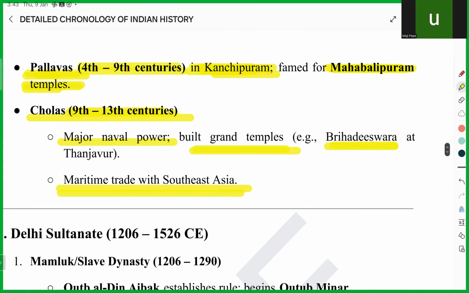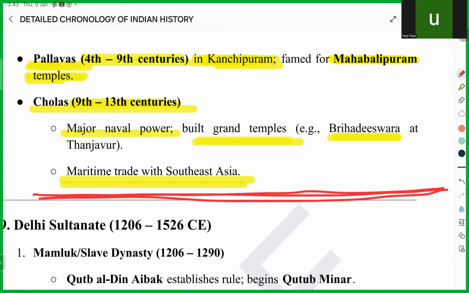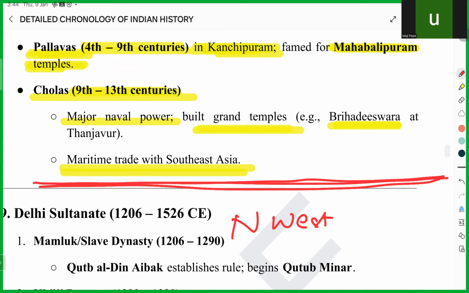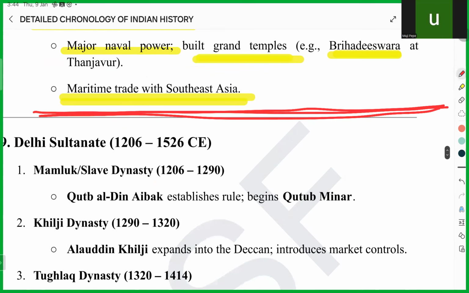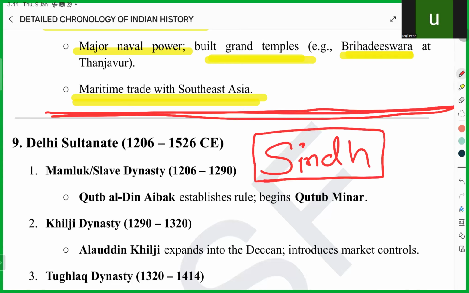So after this, basically, the Islamic conquest started happening from northwest India. Islam had already spread in Saudi Arabia, and it had already spread in Mesopotamia and Iran. And then the Islamic armies invaded Sindh. The invasion of Sindh happened.